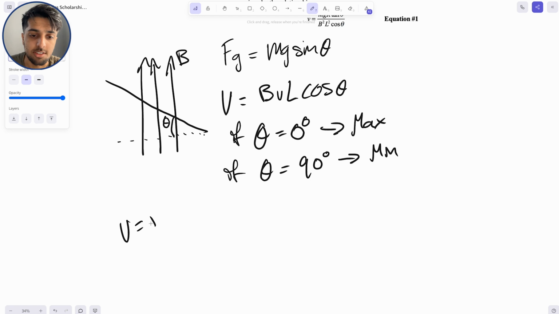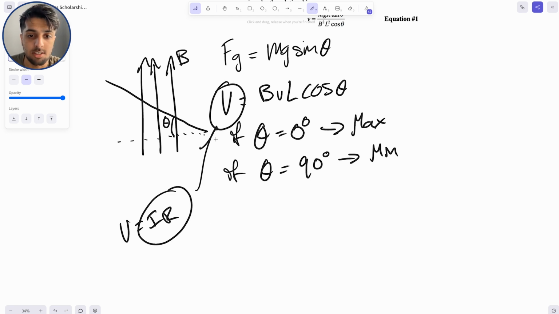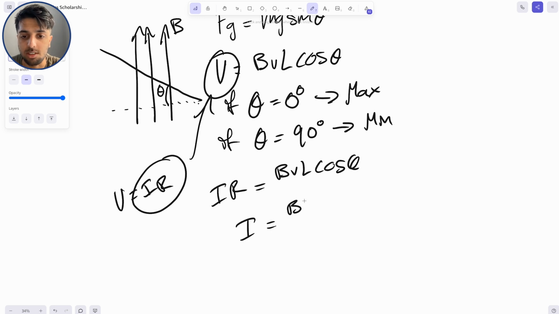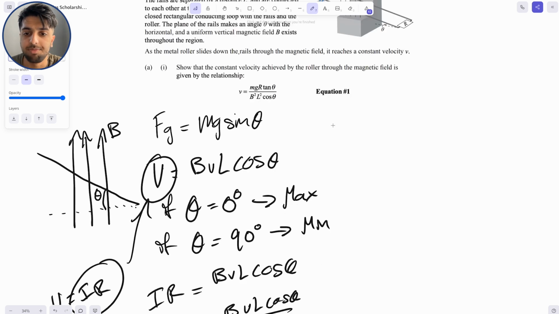So as V is equal to IR, that means subbing this in for this, we can get that IR is equal to BVL cos theta. And so our current is equal to BVL cos theta over R.